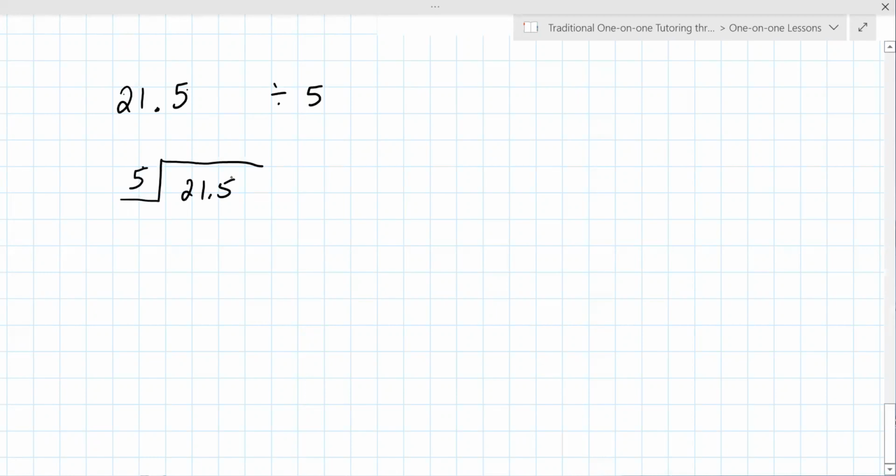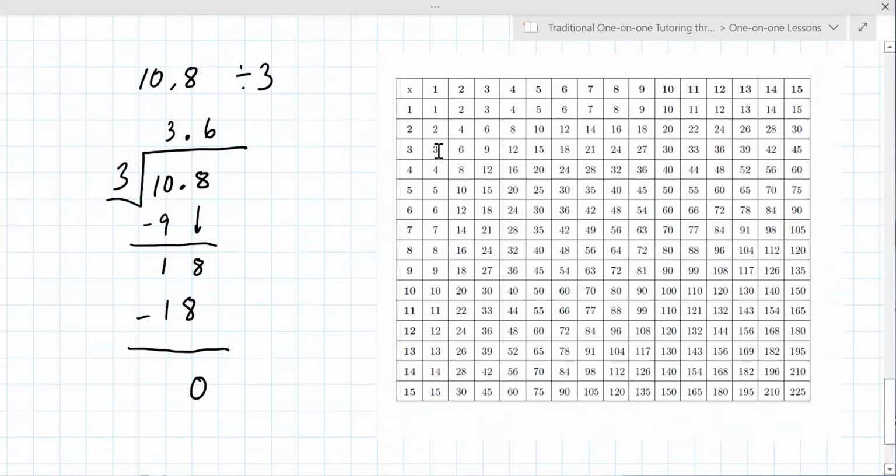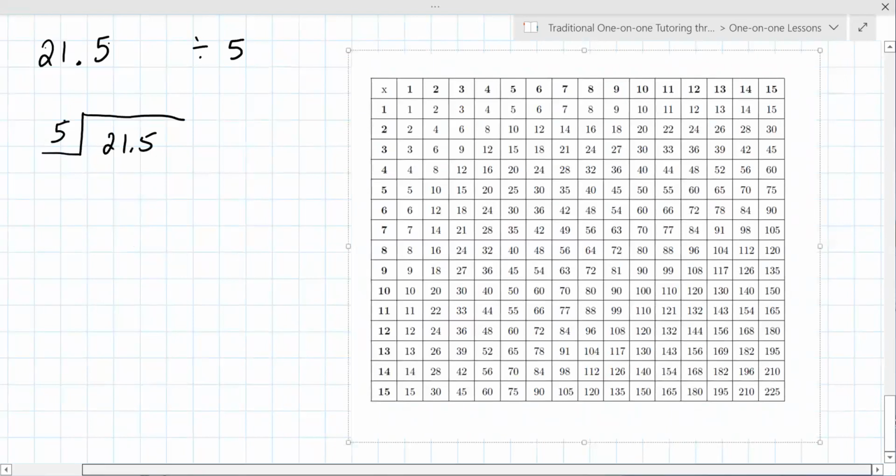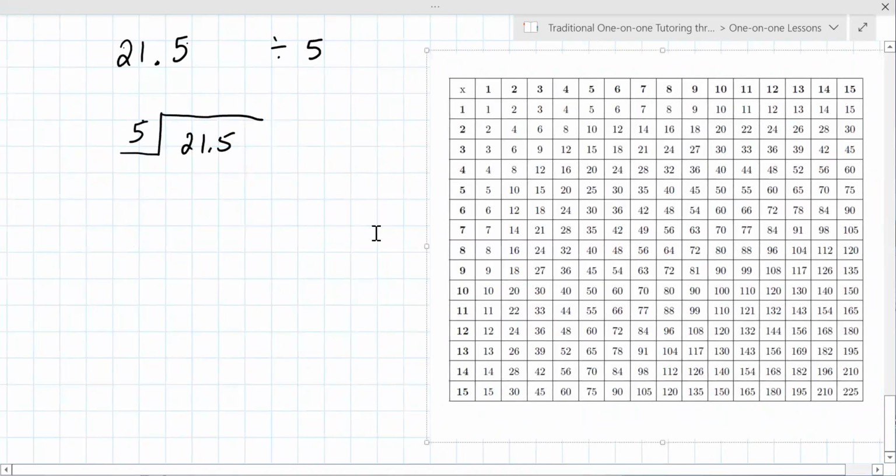Can you take out the multiplication table? Sure. So 5 going into 21, that's between 15 and 25. I have one question about this one. Well, not really a question, but is 21 next to like 15 or 25?